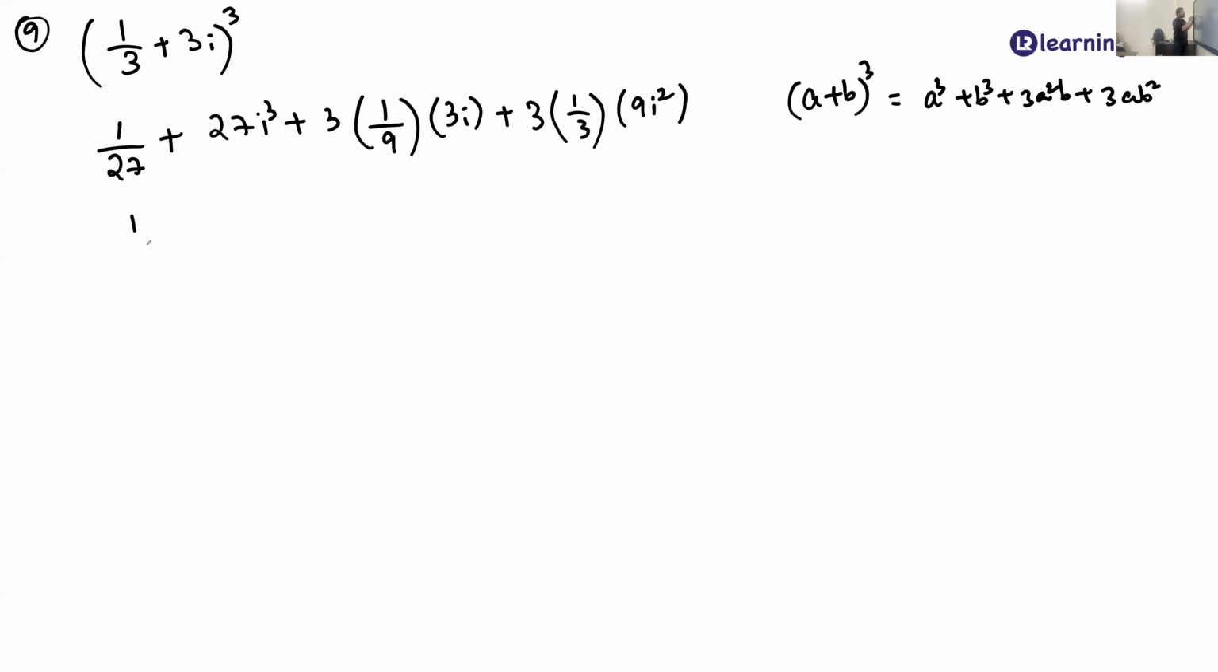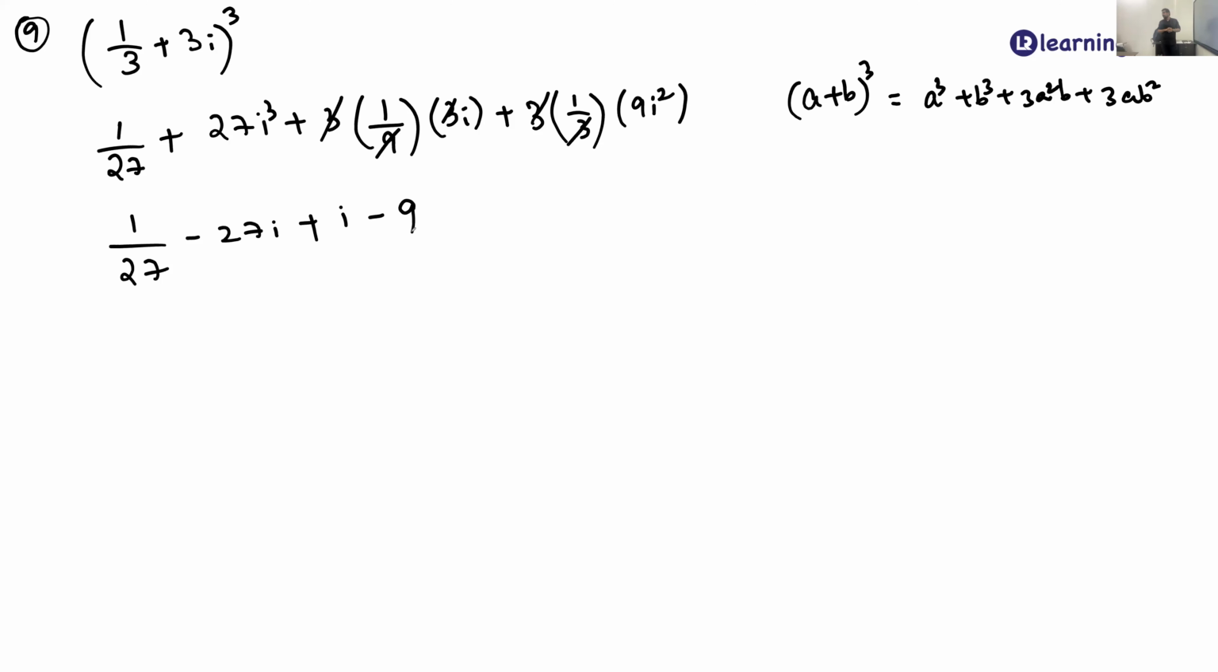Okay. So it is going to be 1 by 27. i cube is minus i. So it is minus 27i. 3 into 3 is 9. 9 and 9 will get cancelled. And here 3 and 3 get cancelled. So what is it you are going to have? 1 by 27 minus 27i plus i, plus 9 into i square is minus 1. So minus 1 into plus is minus 9. So basically whenever you do these kind of operations, you will have two real parts, two imaginary parts. You need to add them.